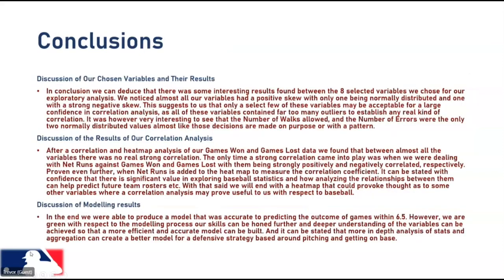So when we wrap it all up and discuss our chosen variables and their results, as Frank walked us through, we found normally distributed values, almost like those decisions were made on purpose or with a pattern, as we saw with our strikeouts, our home runs, as well as our walks. Then when we did our correlation analysis, we found that aggregating the data, for example net runs, was providing the best correlation results. So to further enhance our model and get the most optimal output, we decided to use aggregated stats in our modeling. And as a result, we were able to produce a model that was accurate to predicting the outcome of games within 6.5 games.